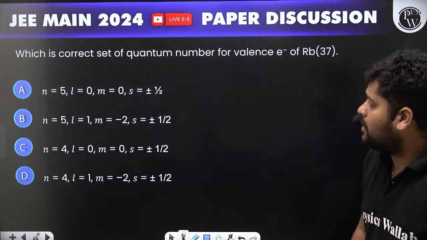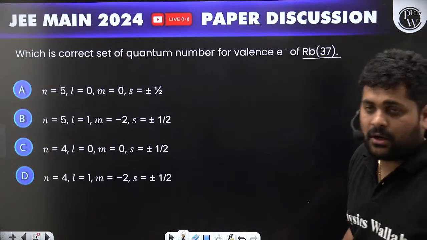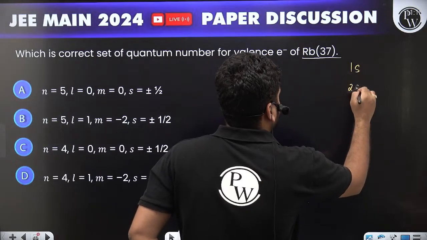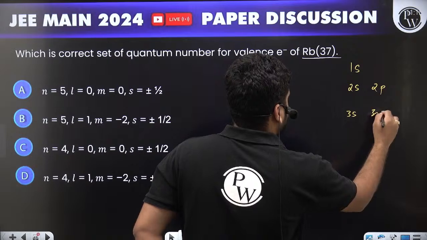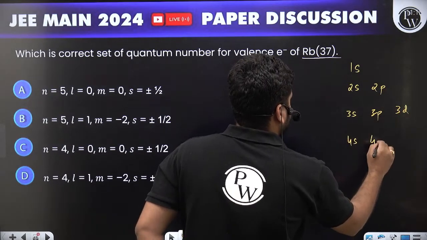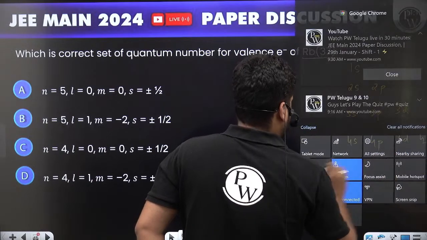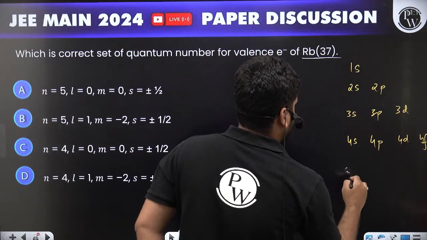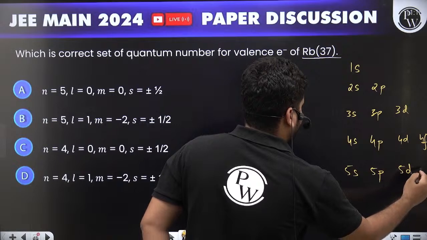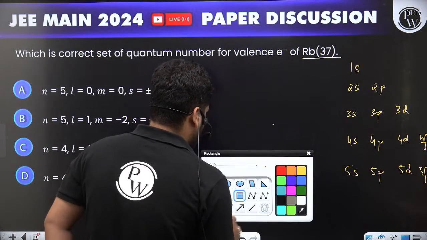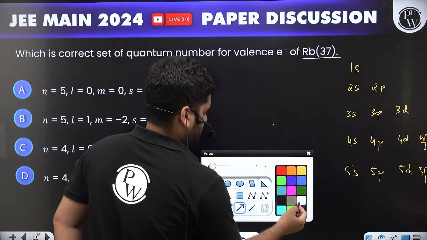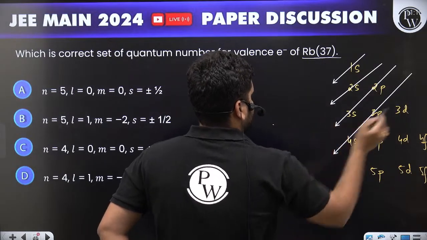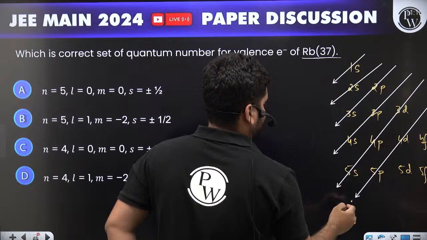So you should know what the electronic configuration of rubidium is. Here we have the Moeller energy level diagram: 1s, 2s, 2p, then we have 3s, 3p, 3d, then 4s, 4p, 4d, 4f, and then we have 5s, 5p, 5d, 5f, and so on. We do not require so much, so I'll just stop here. The configuration is represented like this. First we'll fill 1s, then 2s, then 2p, 3s, then 3p, 4s, then 3d, 4p, 5s, then 4d, 5p, 6s, and so on.